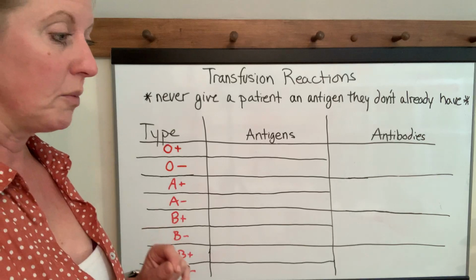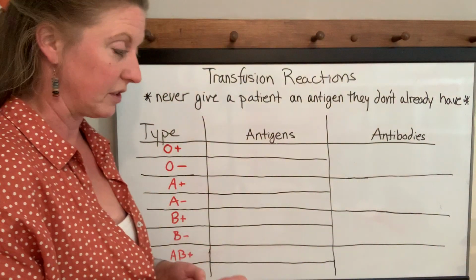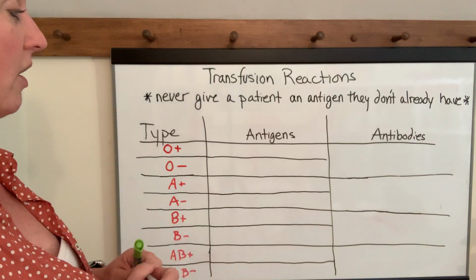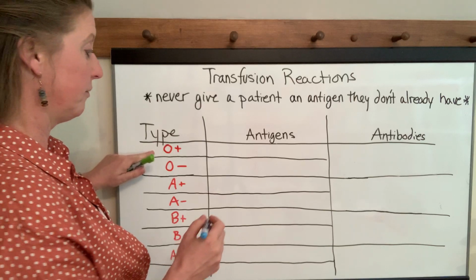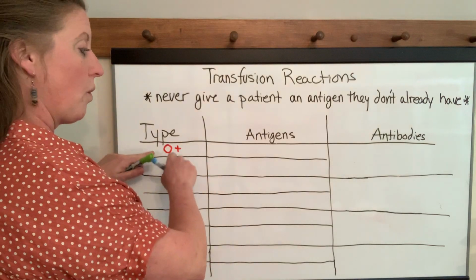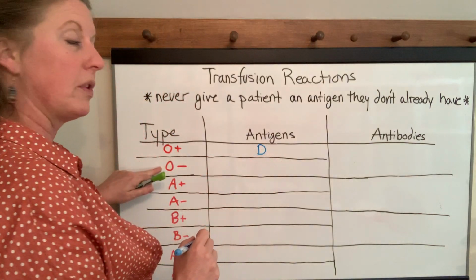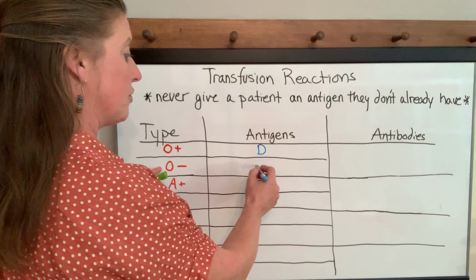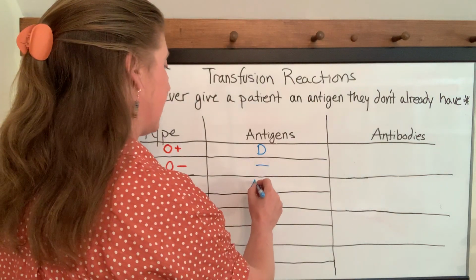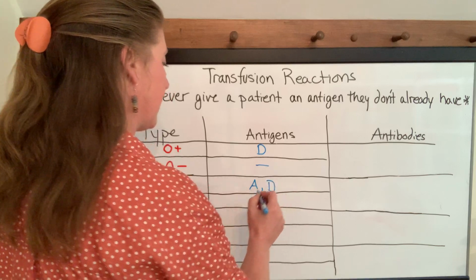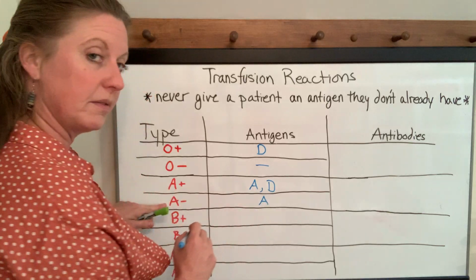So to begin with, let's talk about the blood types and remind ourselves which antigens are on each blood type. So for instance, someone with O positive blood doesn't have A or B, but they do have the D antigen. Someone with O negative blood has no antigens. Someone with A positive blood has an A antigen and a D antigen. A negative blood, just the A antigen.